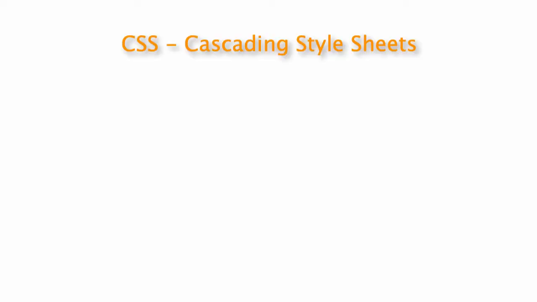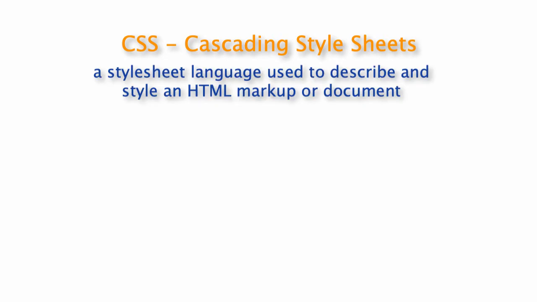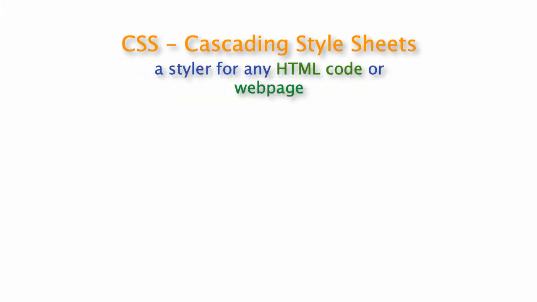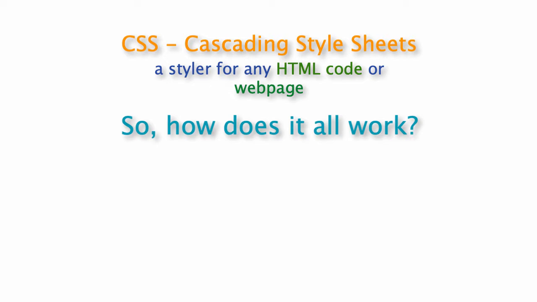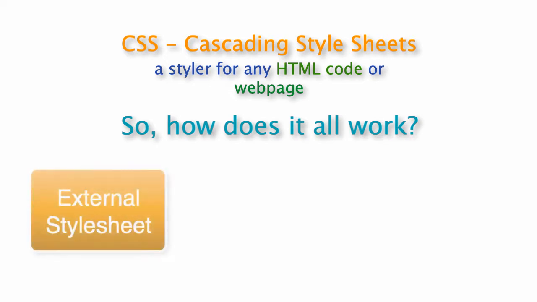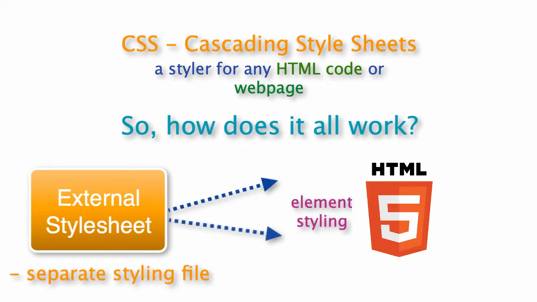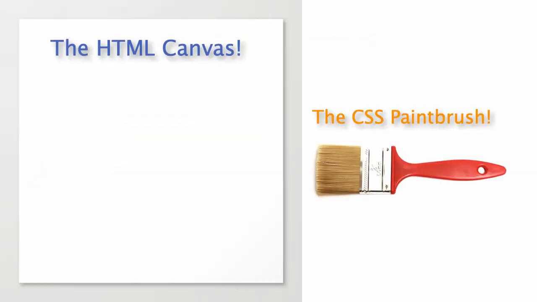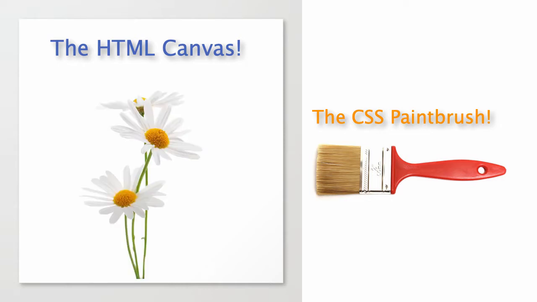But what is CSS? Well, CSS, also known as Cascading Style Sheets, is a style sheet language used to describe the presentation of a document written in HTML. In other words, it's a styler for any HTML code or web page. So how does it all work? Well, CSS is usually done through an external style sheet. The external style sheet is a separate file and controls the styling of elements on separate HTML pages which link to it. Think of CSS like a paintbrush and HTML like a canvas. The paintbrush isn't directly located inside the canvas, but is used externally in order to create a beautiful piece of art. So, likewise, let's use our style sheet to beautify our page and really make it pop out.